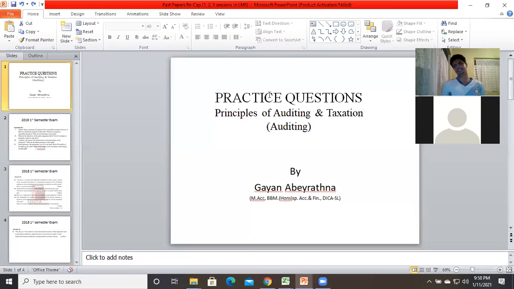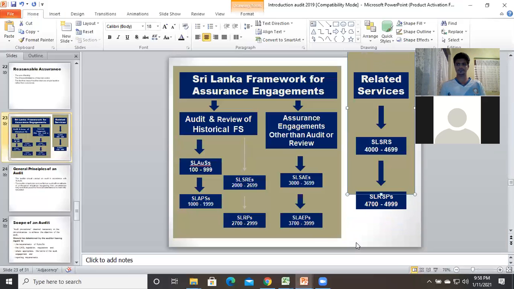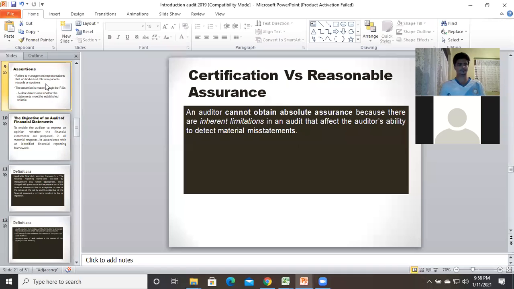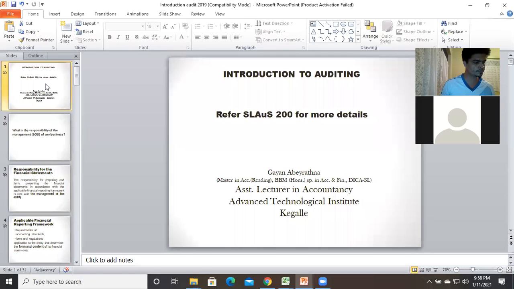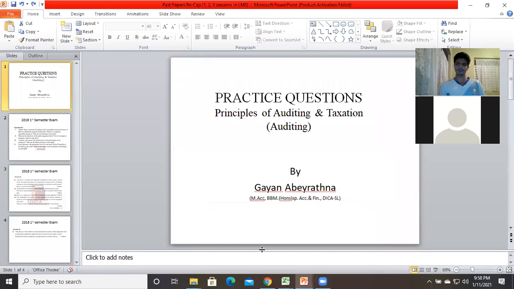Okay, in the last session, a few weeks back, I discussed some important main concepts related to audit, using this material. So let's see which type of questions have been asked in those areas in the previous two years' past papers.